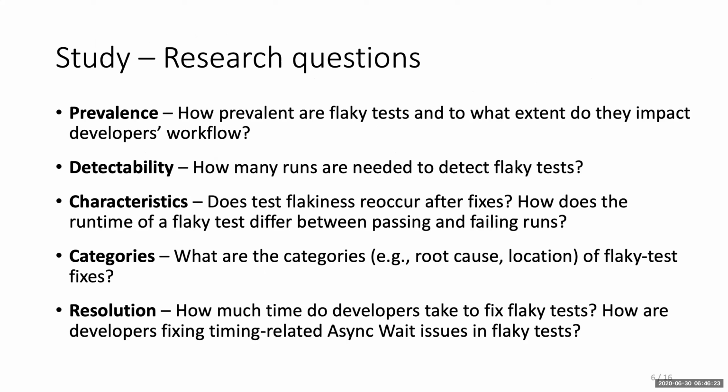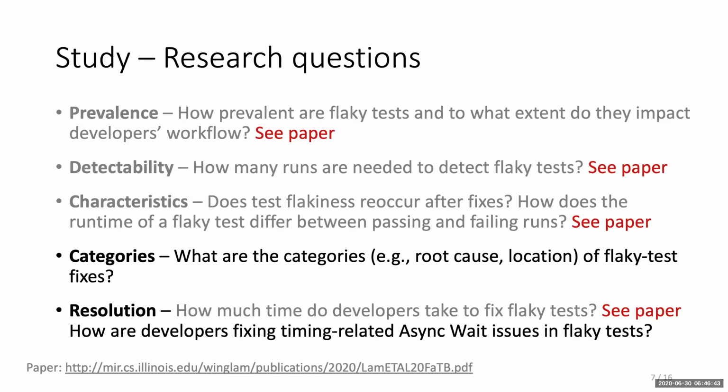The fourth one is on categories. Specifically, we look at the root cause and location of flaky test fixes. And finally, we take a look at how much time developers take to fix flaky tests. And then we also take a look at how developers are actually currently fixing async wait related issues in flaky tests. So for the purpose of the presentation, we'll largely just focus on the questions in categories and resolution, but I do encourage you to check out our paper for the other research questions.